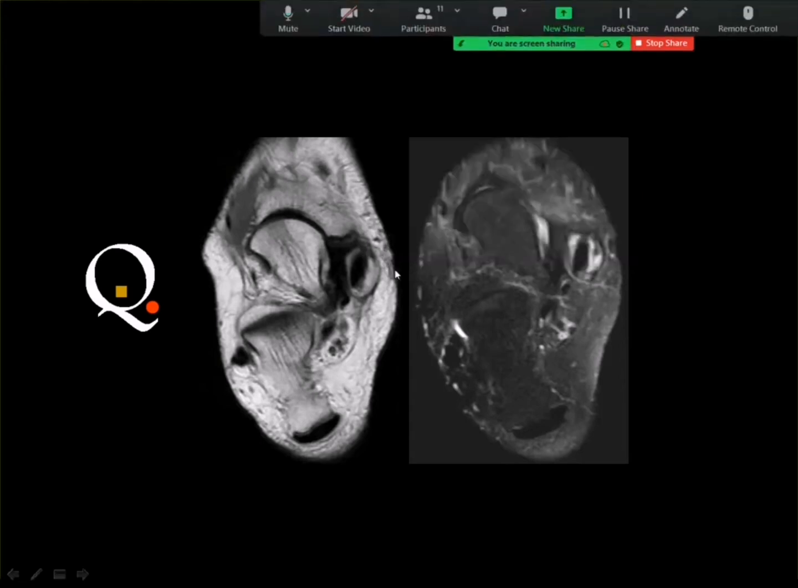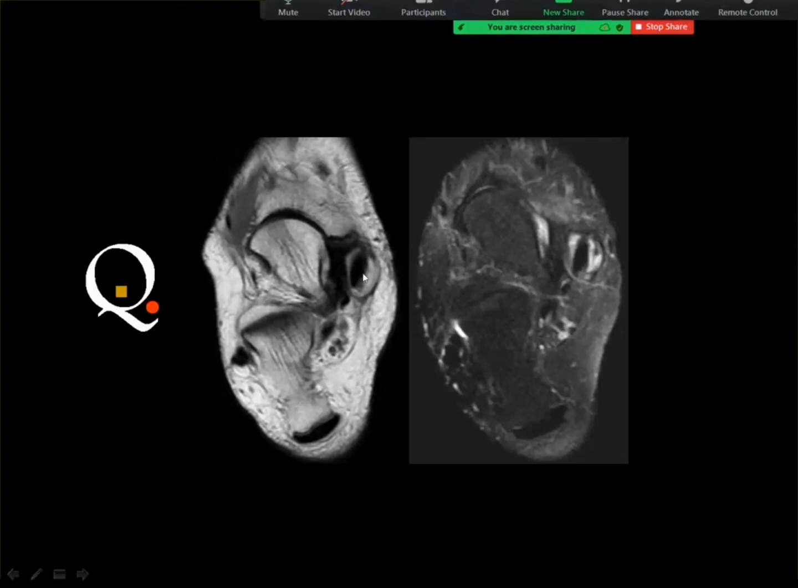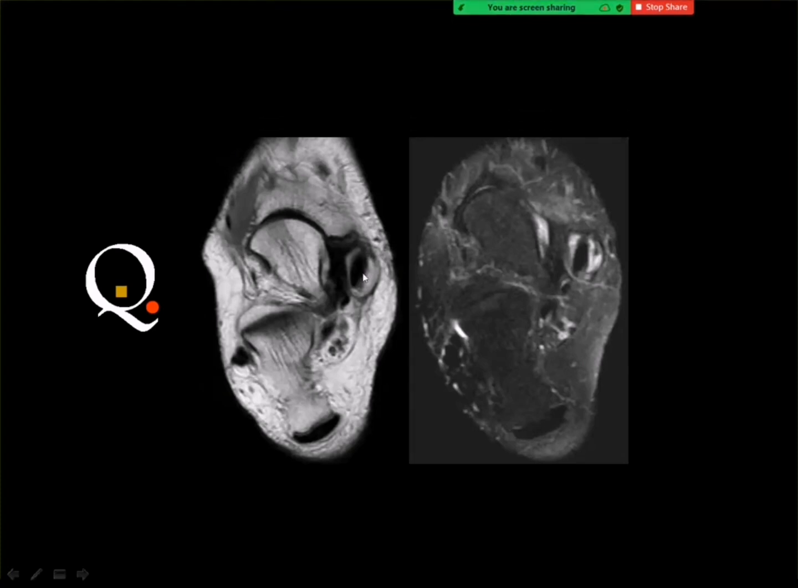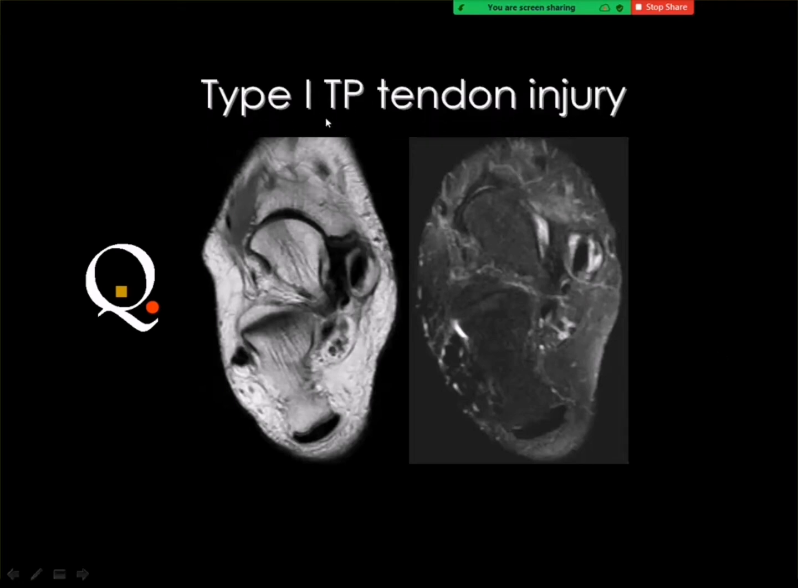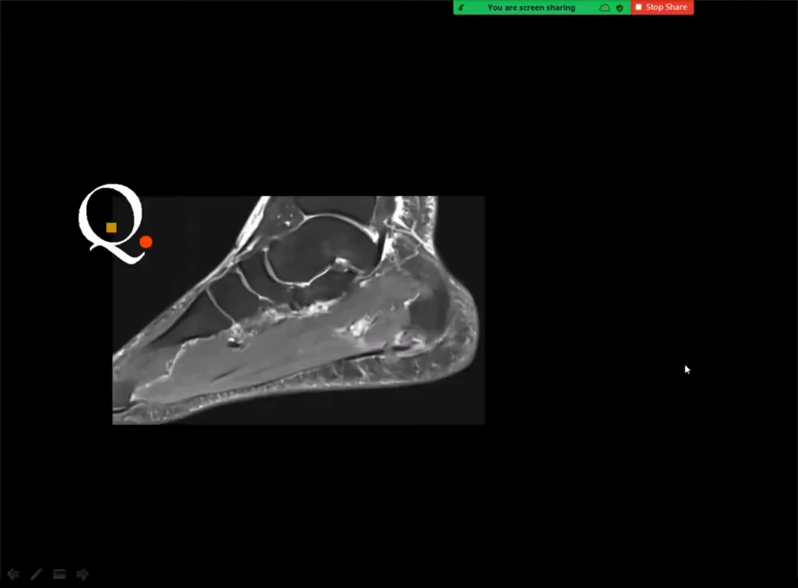And actually, if you look carefully, the tibialis posterior is large. This indicates that you are dealing with type 1 injury of the tibialis posterior when compared to the flexor digitorum and the flexor hallucis longus tendons. Also, the tendon is surrounded by fluid signal indicating tenosynovitis. Then the right answer is type 1 injury of the tibialis posterior tendon with tenosynovitis. This is MRI of the foot.